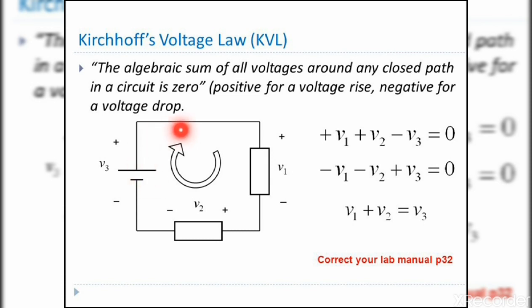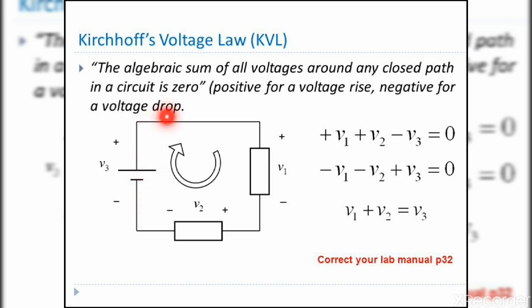Here consider a loop of a circuit. In this loop there are 3 voltages connected. We should also assume some sign conventions. For voltage rise, a positive sign is taken, and negative for voltage drop. Voltage rise means going from negative potential to positive potential, and voltage drop means going from positive potential to negative. So voltage rise is positive and voltage drop is negative. It is very important to consider the sign convention.